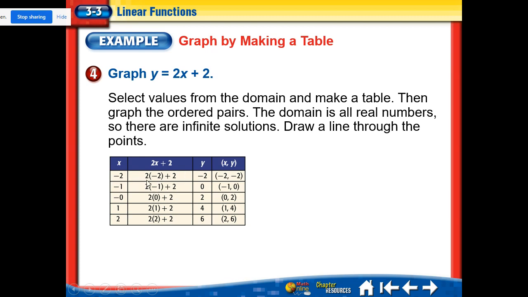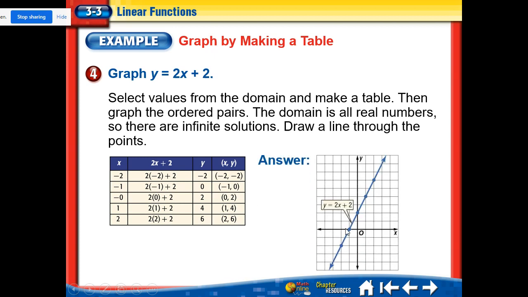So -2, 2 times -2 plus 2. They didn't show all their work here and just got -2. So that's our first ordered pair. Then they got 0, then 2, then 4, then 6. And then once you have all these points, you go ahead and plot them. Boom, boom, boom, boom, boom. And notice how they make a nice, neat line. And you play connect the dots. And that's how we go ahead and do this.